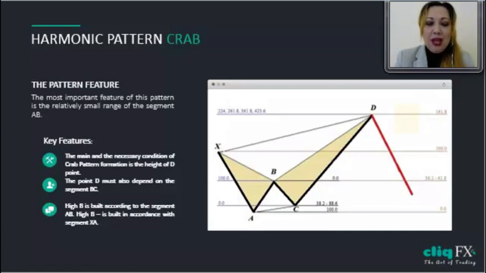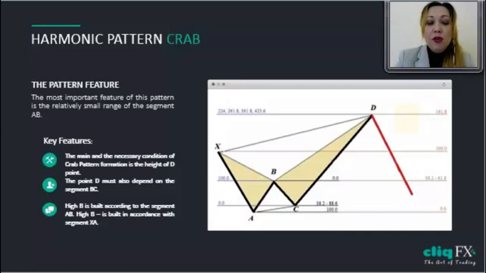It must be on the level of 161.8 of the segment XA. Fibonacci parameters for the other highs can be basically variable. For example, high C must be in the range of 38.2 to 88.6 of the segment AB. High B will be on the level 38.2 to 61.8 of the segment XA.